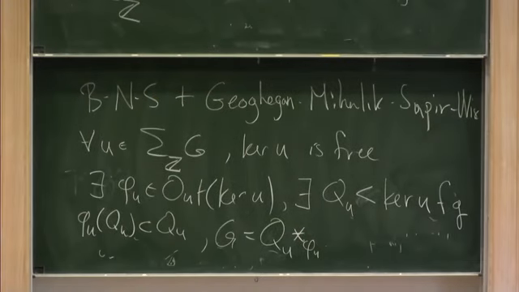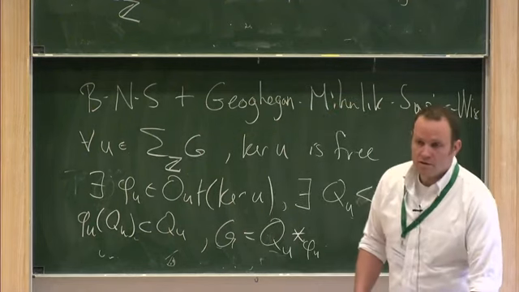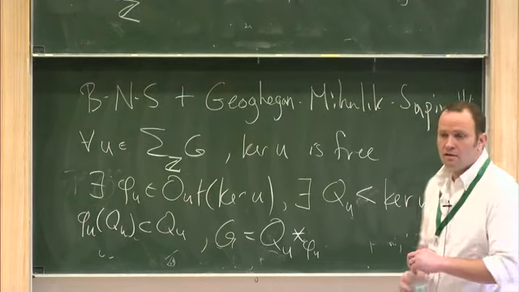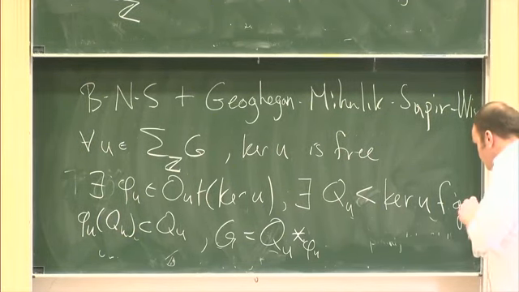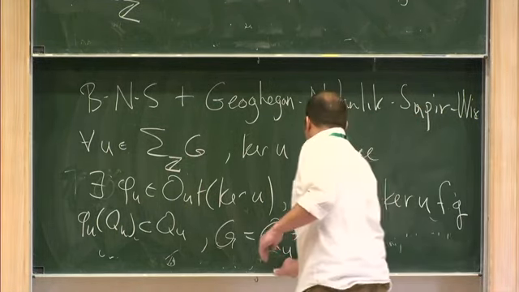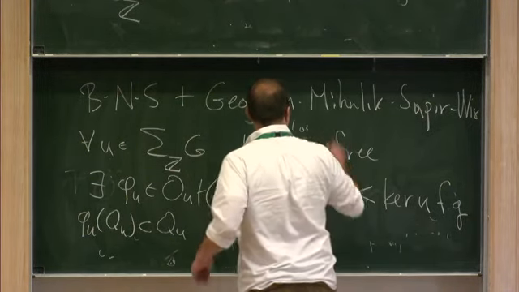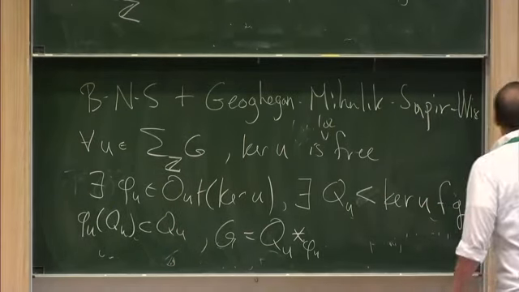Yeah, in general, the kernel of U is only locally free. It's not free. It becomes free when both U and its negative are in the BNS invariant. Sorry, thank you. Yeah, so the kernel of U is locally free, thank you.